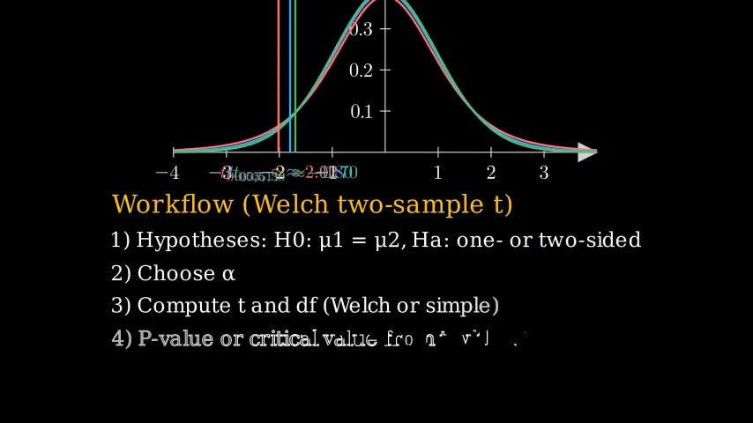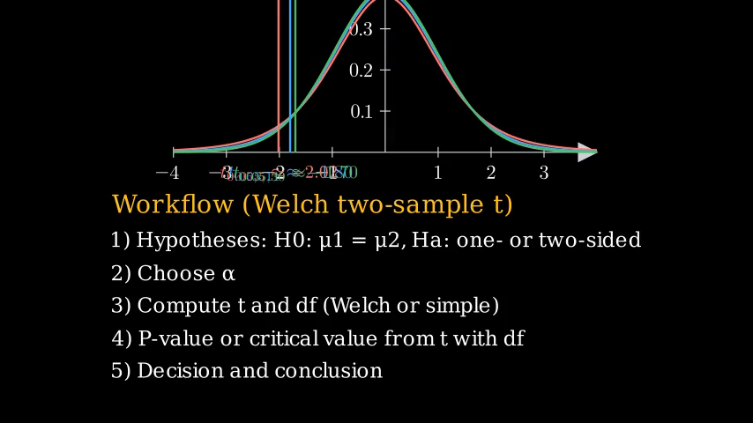Testing workflow. 1. State the hypotheses. 2. Choose the significance level. 3. Compute the t-statistic and degrees of freedom. 4. Find a p-value or a critical value from the t-distribution with those degrees of freedom. 5. Make the decision and state the conclusion in context.